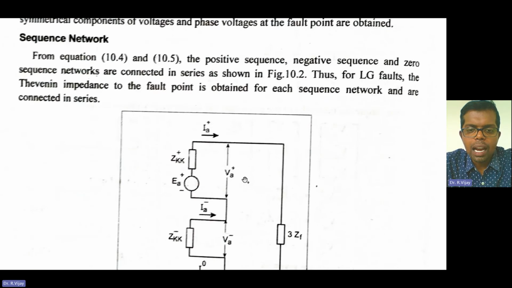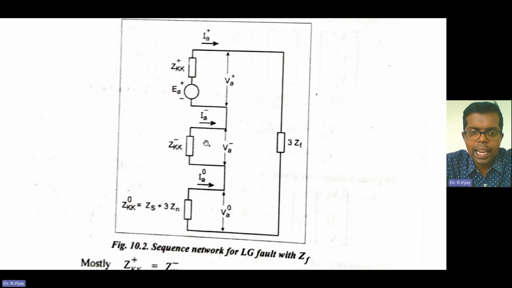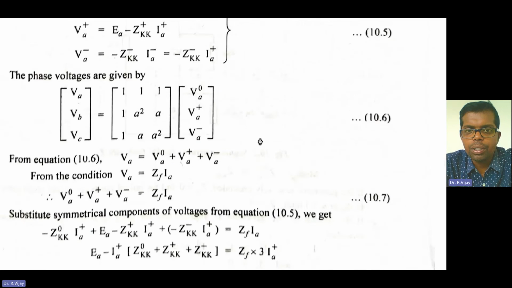Here you see, VA positive is equal to EA minus ZKK positive into IA positive, and the induced EMF at the particular phase A also needs to be mentioned. And the VA negative is equal to minus ZKK into IA negative. If you see the equation, VA negative is equal to minus ZKK negative into IA positive.